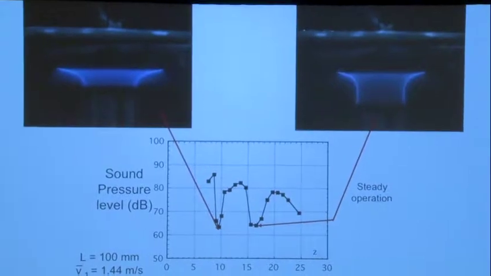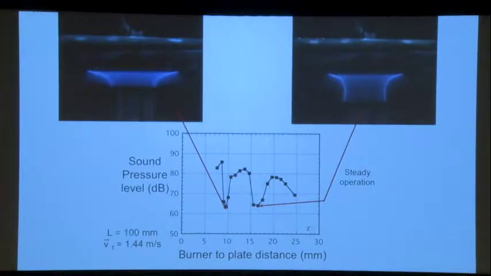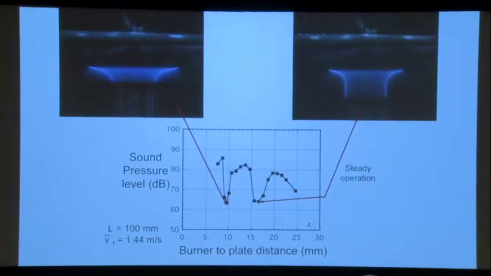And what is seen is that depending on the distance between the nozzle and the plate, you can have regions which are very stable, very low levels of noise, 60, 65 decibels, and then regions where you have very strong oscillations taking place right here. And this depends on the distance from the burner to the plate. This is, for example, for 100 millimeters. So this is the sound level at a microphone at a small distance from this device. And so it's a nice little problem to study.